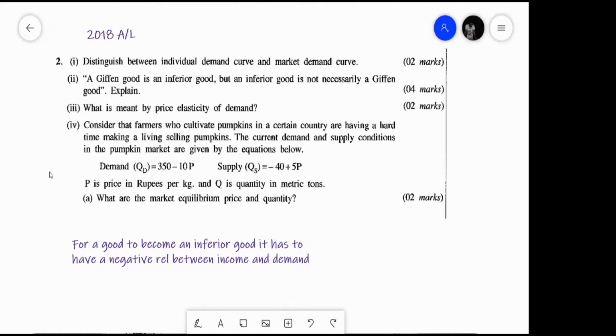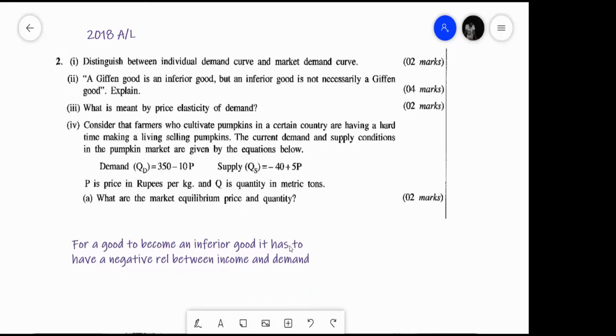I've had students who say 1 metric ton is 1,000 kilograms, and do this conversion. You don't have to. Let's say you get a quantity answer as 10. So 10 means 10 metric tons. You don't have to convert it to kilograms and confuse yourself with these units. Price they have given per kg, quantity you can give in tons. You don't have to convert that into kg also. There is no rule like that.